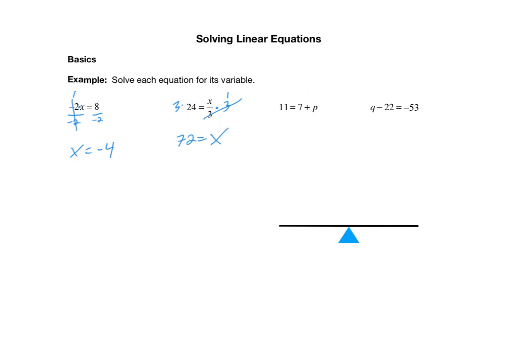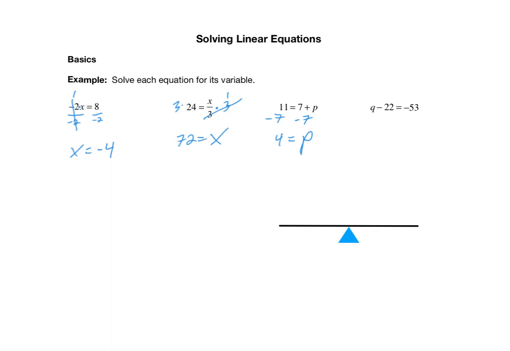Let's try this one. In this case, p is having 7 added to it. How do you undo adding 7? Well, that would be by subtracting 7 from both sides. On the left, we've got 4. On the right, if you had p and added 7 and then subtracted 7, that would give you back just p. So we get 4 equals p, or p equals 4, however you'd like to read that, is the solution to the original equation.